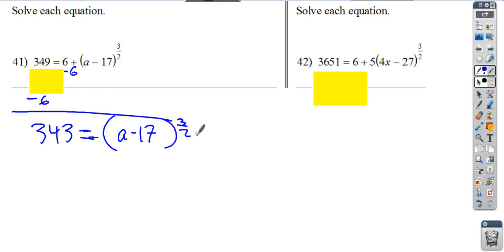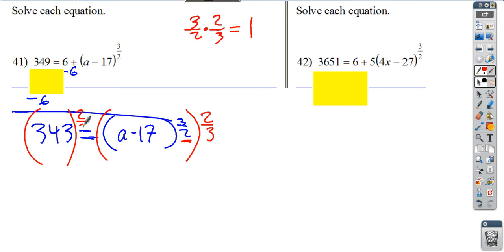And it would be nice if we could just add 17, but right now we can't because we have this exponent here. So we want this thing to be to the first power. How can we make that to the first power? We can multiply by a fraction that would change that into 1. So here's what to ask yourself: 3 over 2 times what equals 1? Well, that would be times its reciprocal. So we could raise this to the 2/3 power, and we'll have to do the same to the other side.